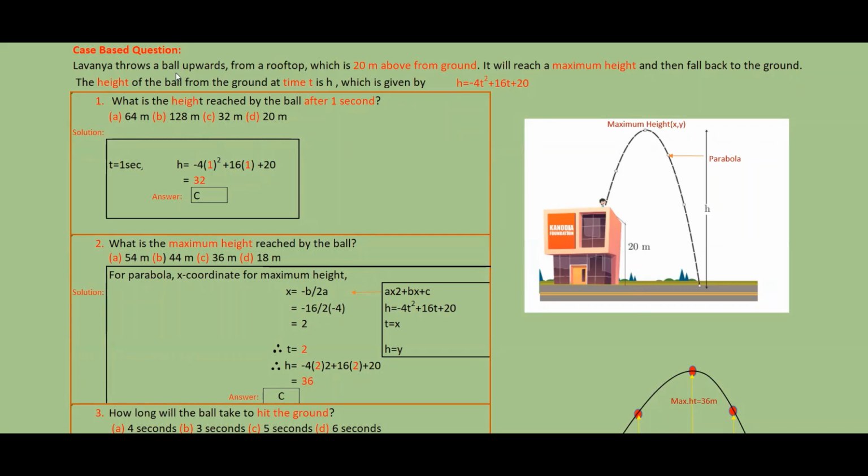The first question is, what is the height reached by the ball after 1 second? So here if t is equal to 1 second, then h is equal to, substitute the t value in this equation, then minus 4 into 1 square plus 16 into 1 plus 20, that is 32 meters. So here option C is 32 meters. So the answer here is C.